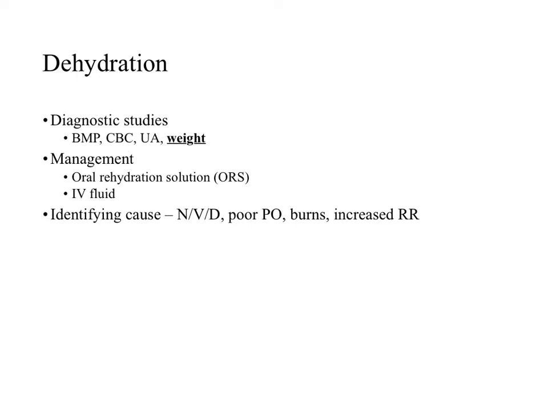dehydration that already exists. So a lot of times you will see a BMP, that's a basic metabolic profile. That's where we're checking all the electrolyte levels, the glucose levels, the kidney function. So that gives us an idea whether we're looking at isotonic, hypertonic, or hypotonic dehydration. We might get a CBC. You can look for infection with the CBC, of course.